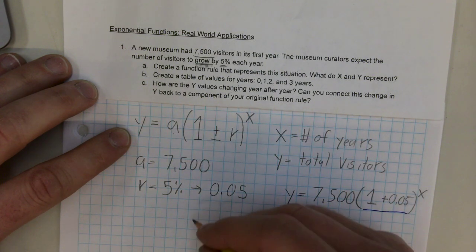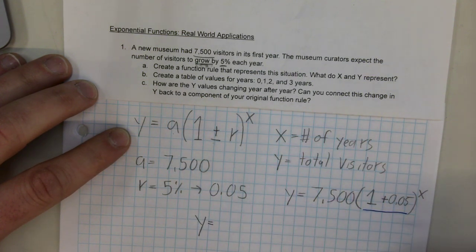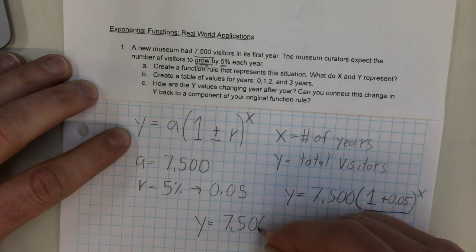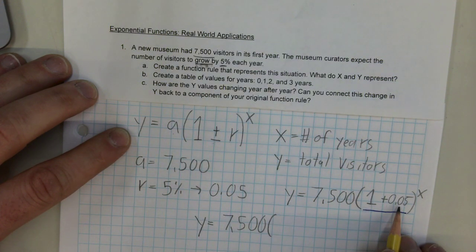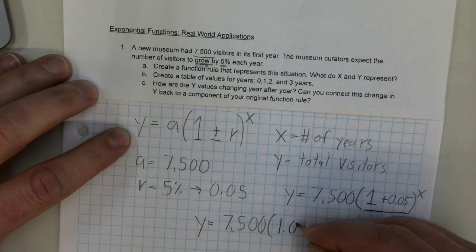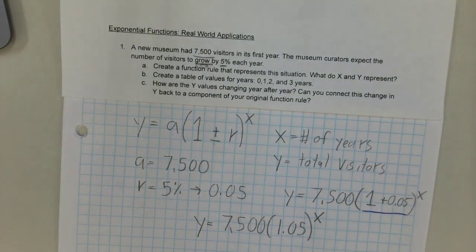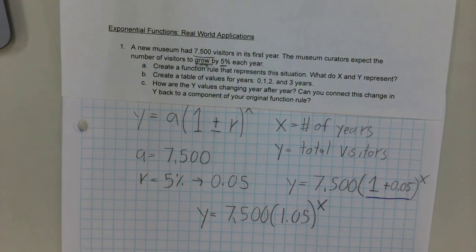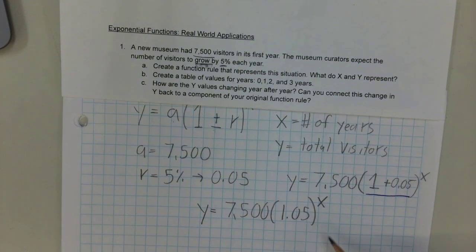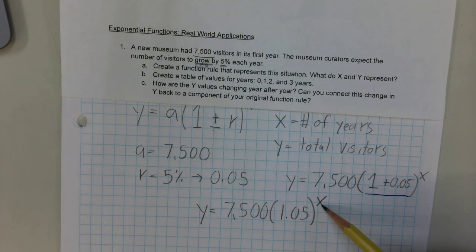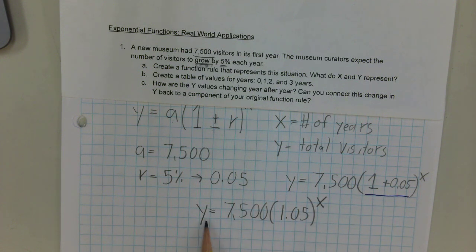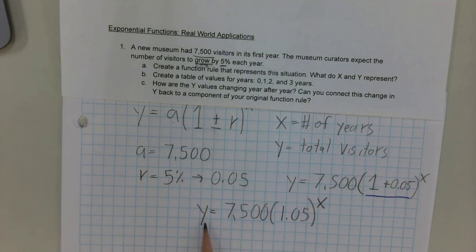So my final function rule is going to look like y equals 7,500, parentheses 1 plus 0.05 is 1.05, close parentheses, raised to the x power. Okay, so now we have our function rule that's going to represent this situation, where I can plug in anything I want for x number of years after 1 year, after 2 years, after 3 years. And that's going to give me my y, which is the total amount of visitors for that particular year.